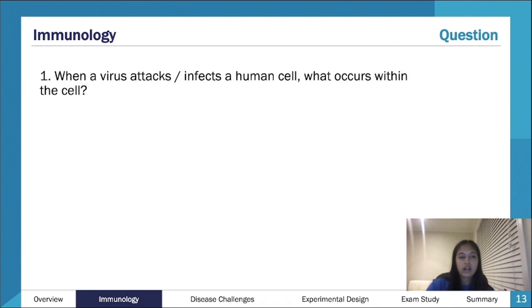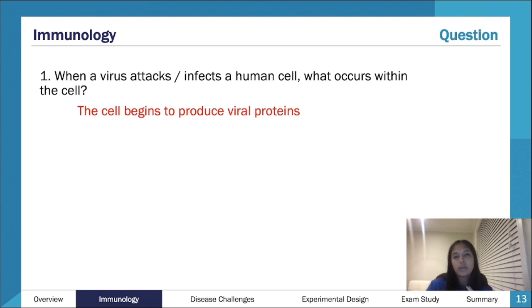Okay, to get us thinking: when a virus infects a human cell, what occurs within the cell? Think about your viral particles and what our definition was: an obligate intracellular pathogen. I was thinking parasite. We're going into a cell and basically hijacking that machinery. We are undergoing transcription and translation, and our human cell will begin to become basically a virus making factory.